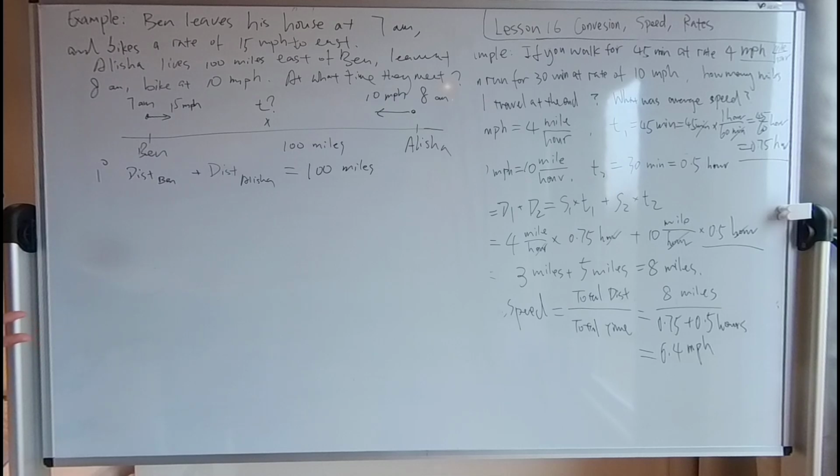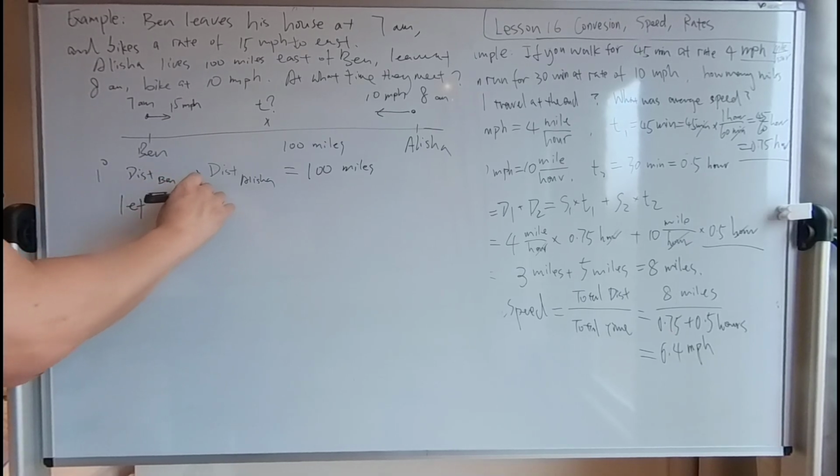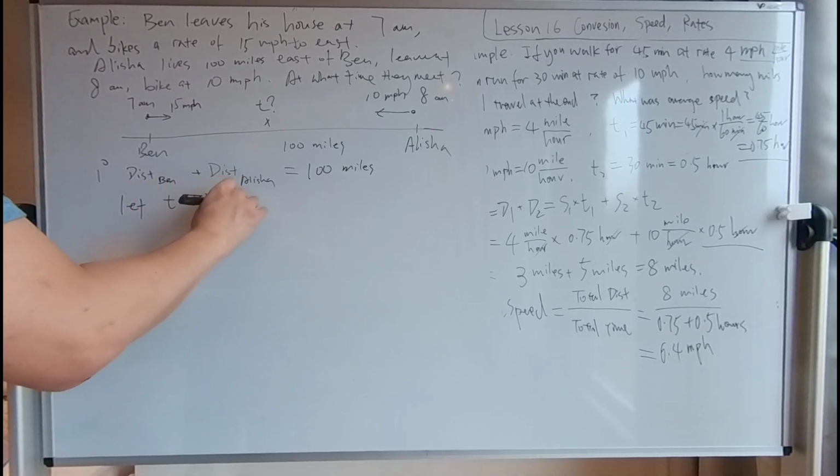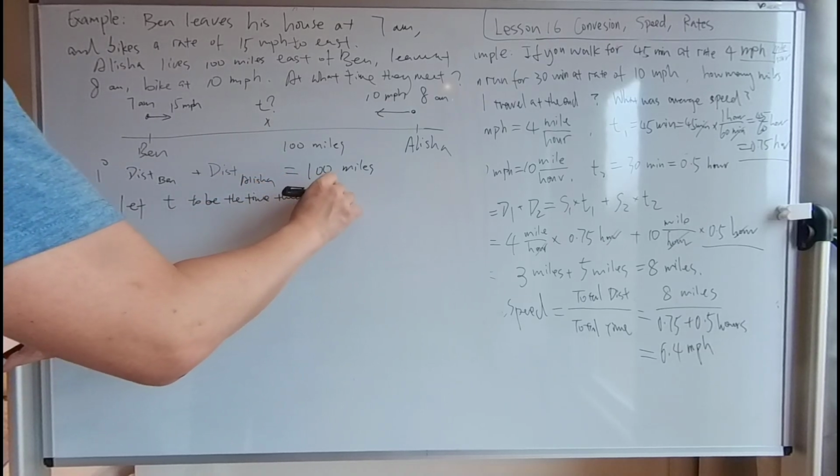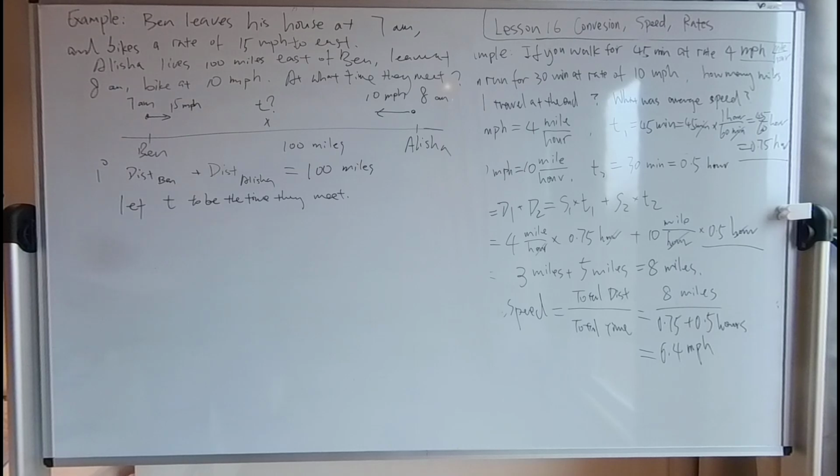So let's say we let t be the time they meet. By assigning this unknown variable t, we can use this unknown t first to express the distance Ben travels and the distance Alicia travels. And we know the condition that the total distance should equal 100, then we'll have an equation that we can solve for t.